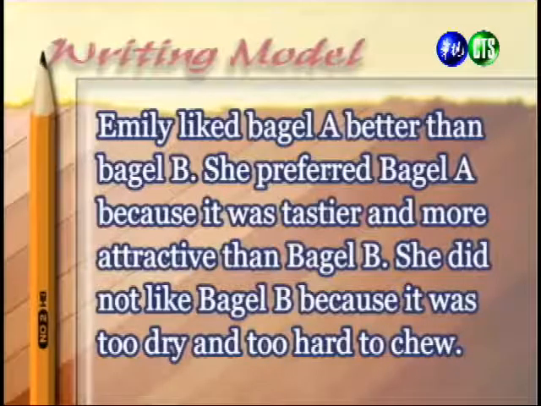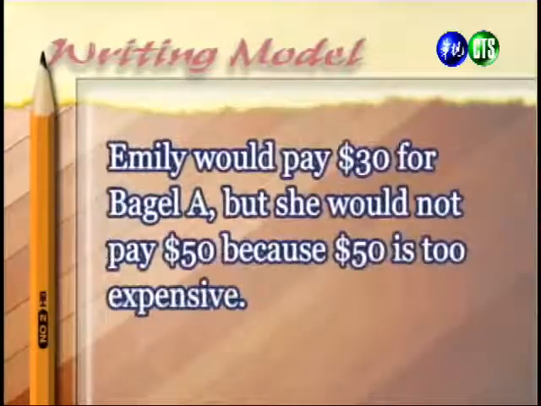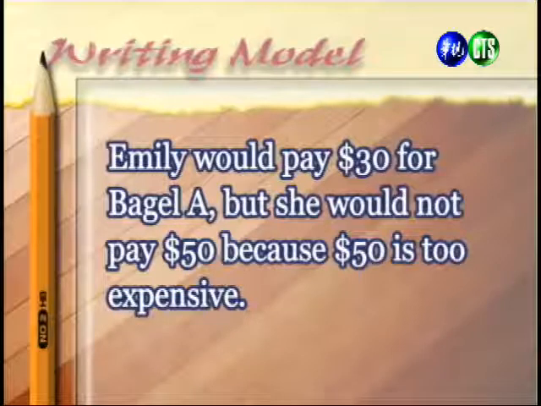She doesn't like bagel B because it tastes too dry and is not easy to chew. Emily would pay $30 for bagel A, but she would not pay $50 because $50 is too expensive. All right, so you can see that we have a very simple report about bagel preference in this little writing model.